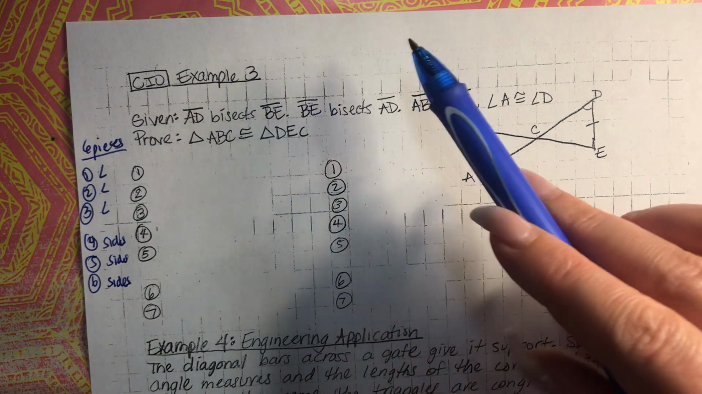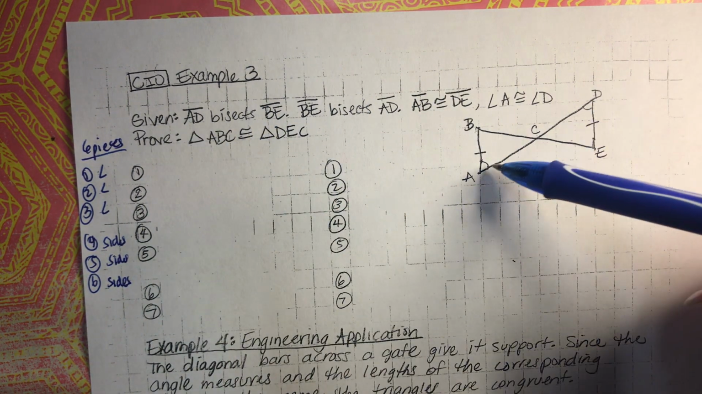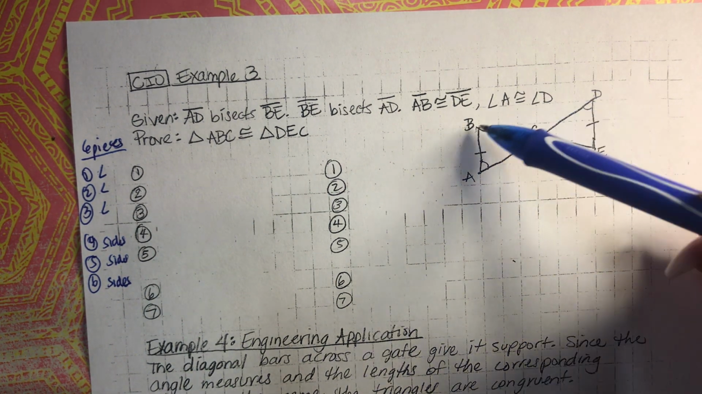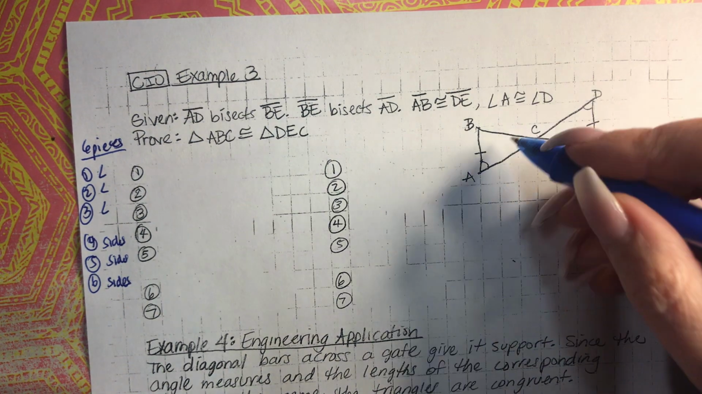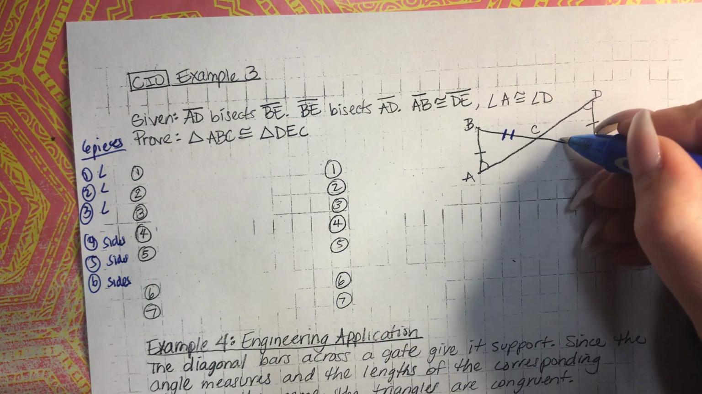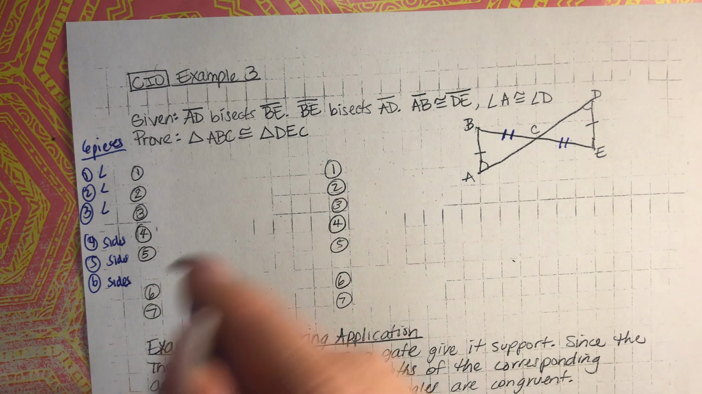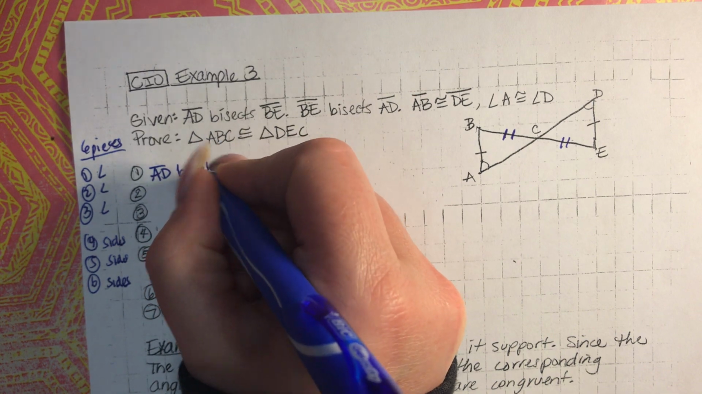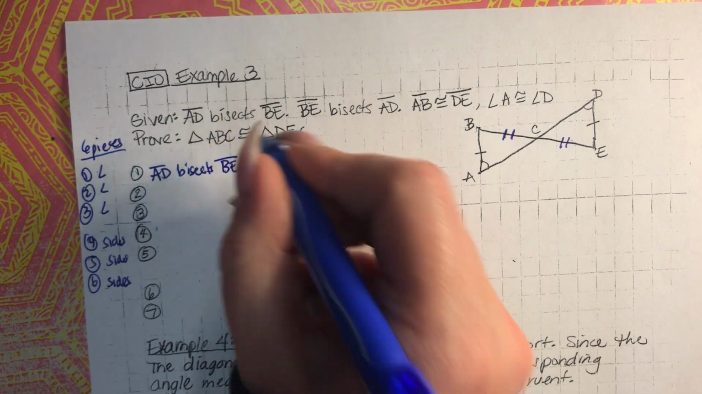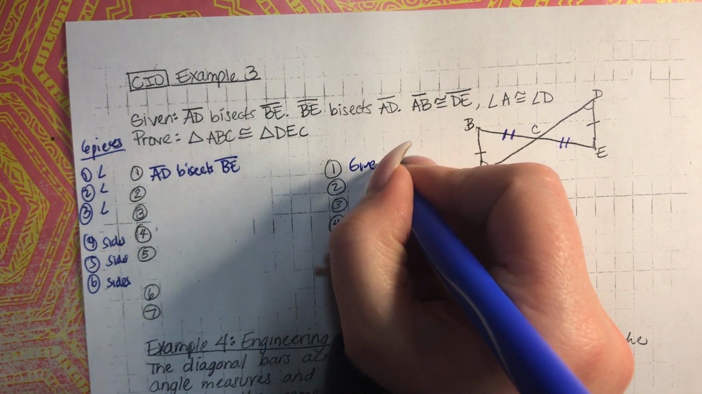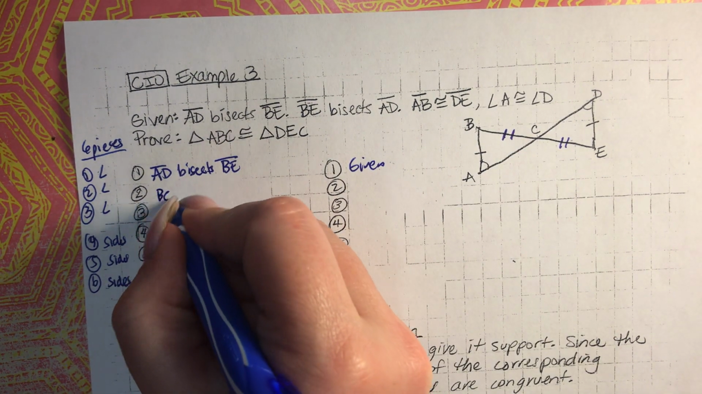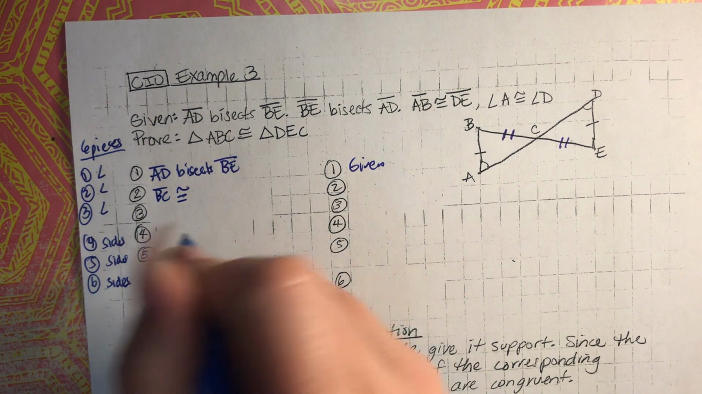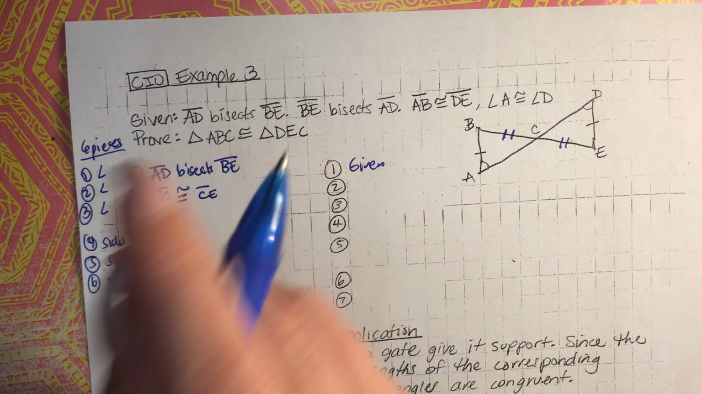AD bisects BE. So line segment AD bisects BE. Well, if AD bisects BE, then we know that it cuts it in half, so these are congruent to each other. So I'm going to write that first. AD bisects BE. That's given. And we can say that BC, what about BC? BC is congruent, line segment BC is congruent to line segment CE.